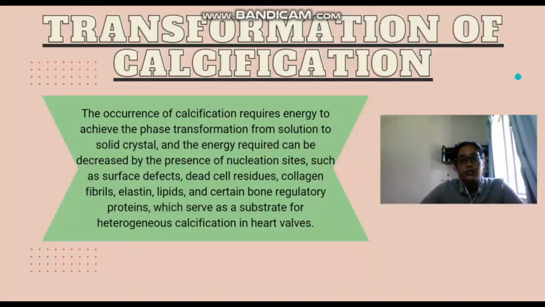Lastly, transformation of calcification. The occurrence of calcification requires energy to achieve the phase transformation from solution to solid crystal, and the energy required can be decreased by the presence of nucleation sites such as surface defects, dead cell residues, collagen fibrils, elastin, lipids, and certain bone regulatory proteins which serve as a substrate for heterogeneous calcification in heart valve.